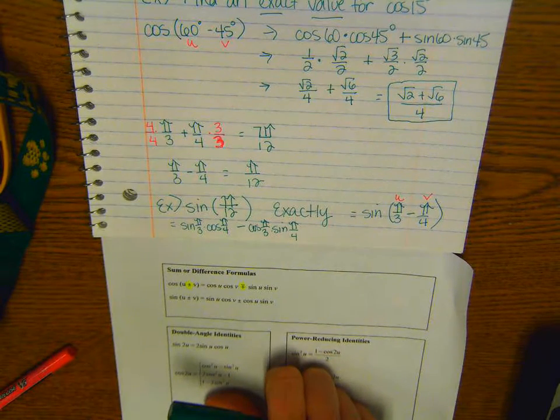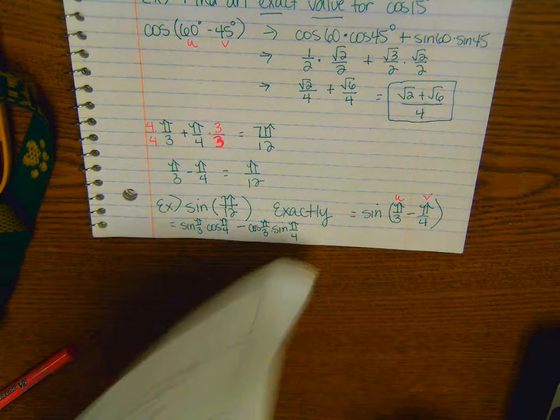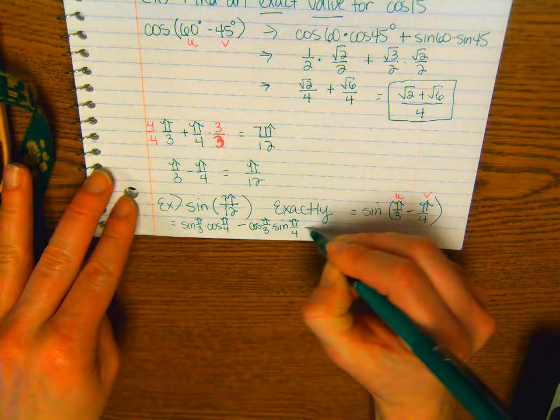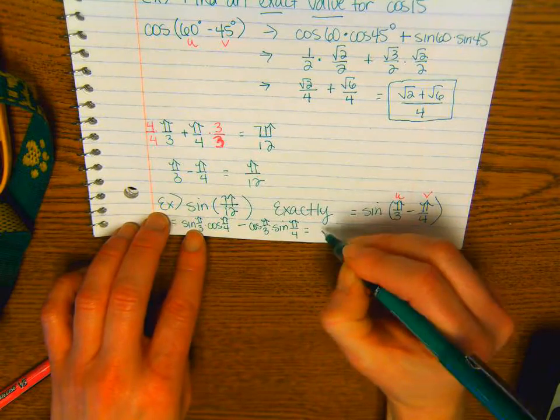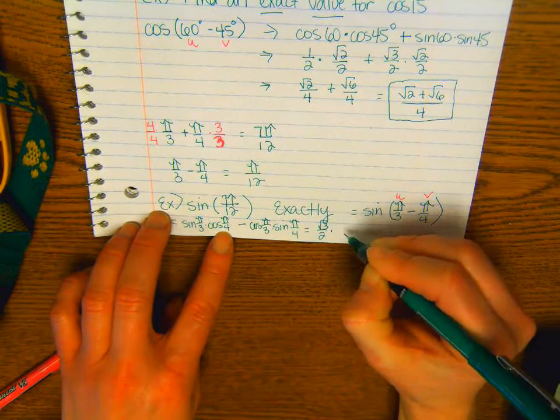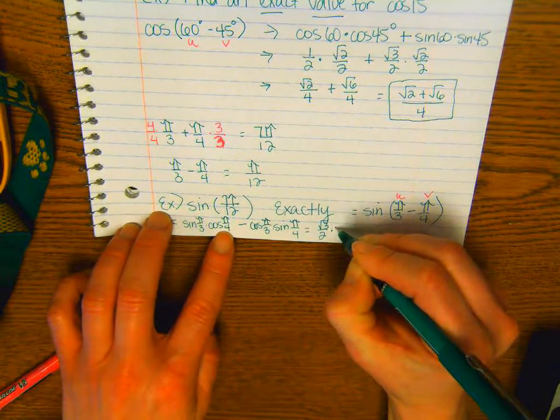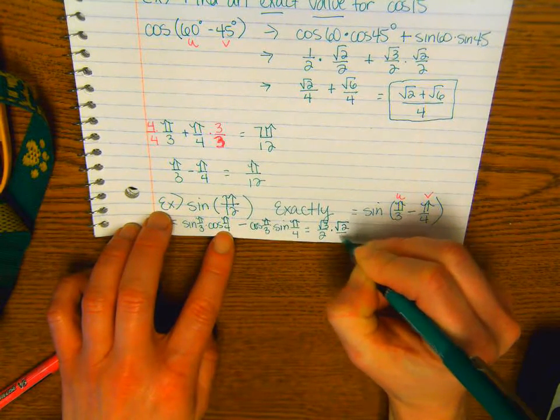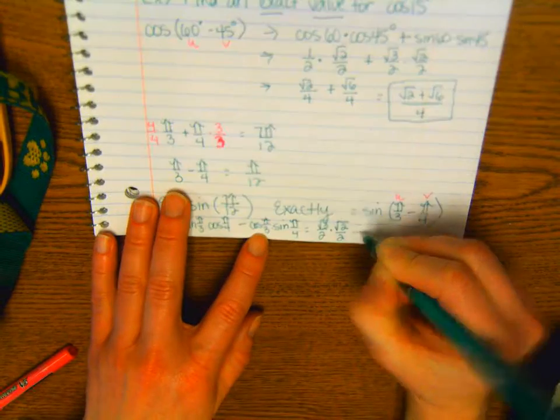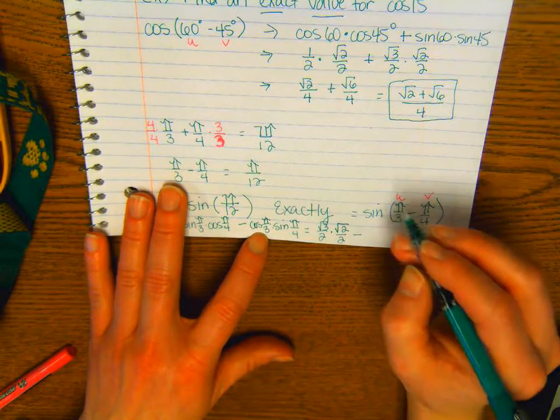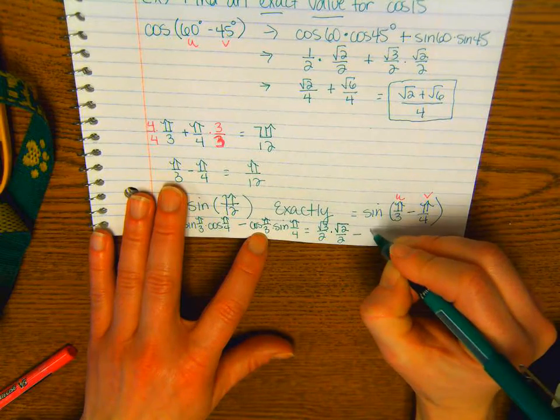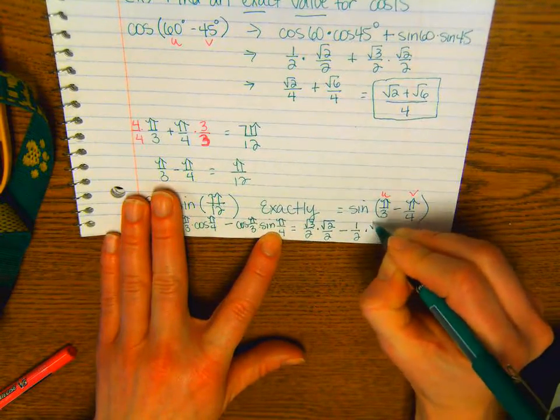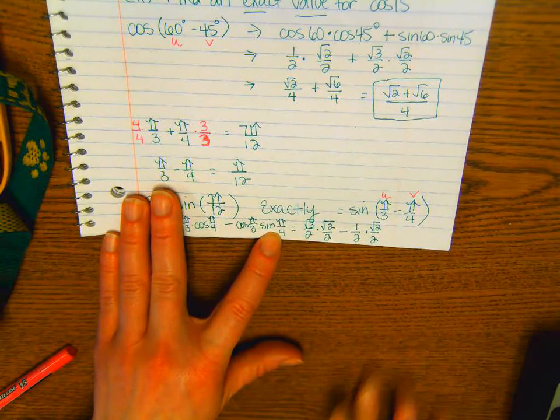All right guys, let's plug those things in. What's the sine of pi thirds? Root 3 over 2. What's the cosine of pi fourths? Root 2 over 2. What's the cosine of pi thirds? 1/2. And the sine of pi fourths is √2/2.